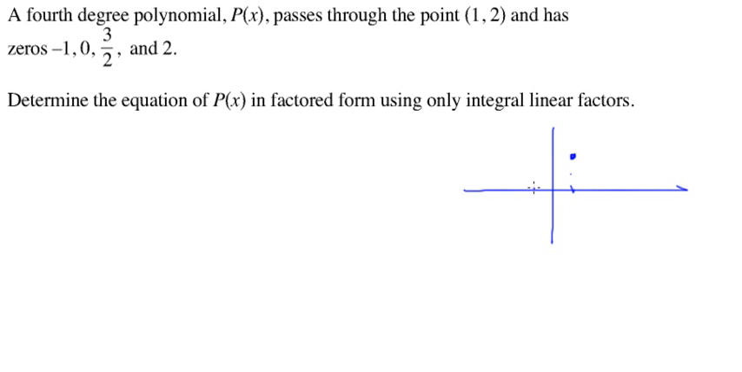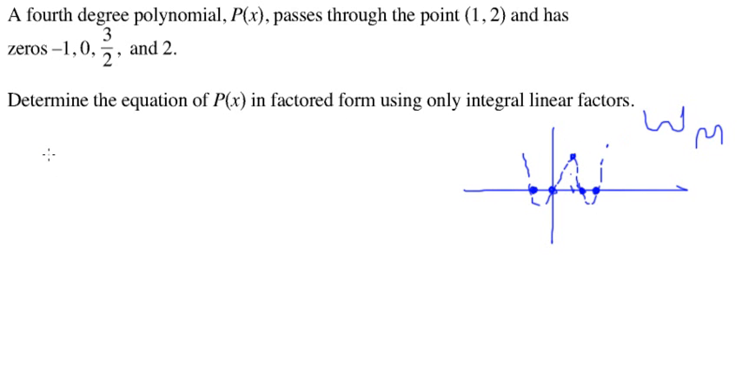It has a 0 at -1. It has a 0 at 0. It has a 0 at 1.5. And it has a 0 at 2. It's fourth degree, meaning it's typically either W-shaped or M-shaped. So if this were W-shaped, it could come down and back up, meet that point, down and back up. And if it were the other way, it couldn't meet up with (1, 2) properly, so it's got to have a positive leading coefficient and be W-shaped.